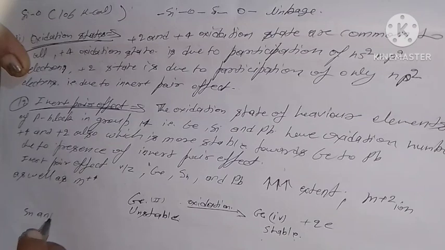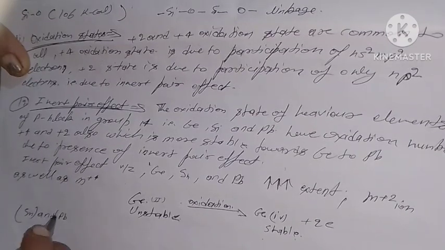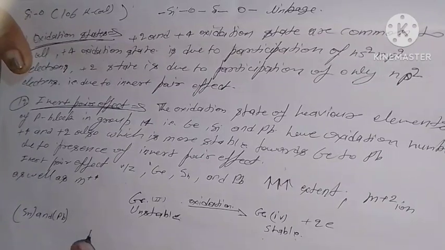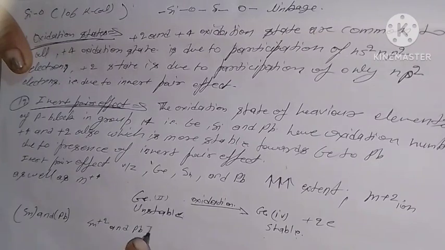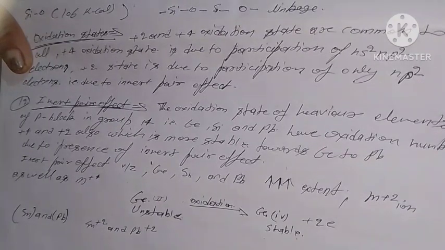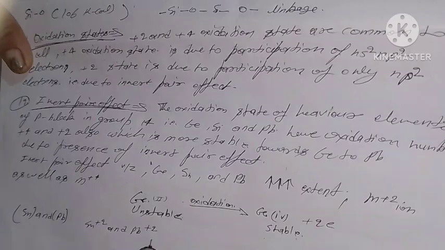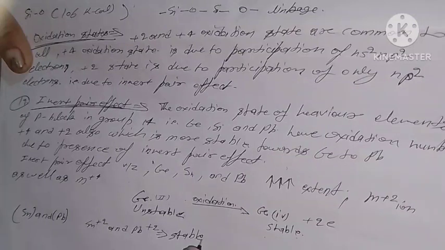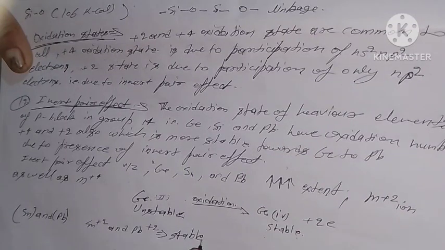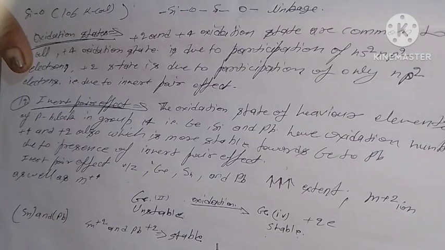Tin and lead form Sn+2 and Pb+2 ions, which are stable and more common than tin+4 and lead+4 ions. In tin, the ns2 electron pair is unpaired less easily to give Sn+4.